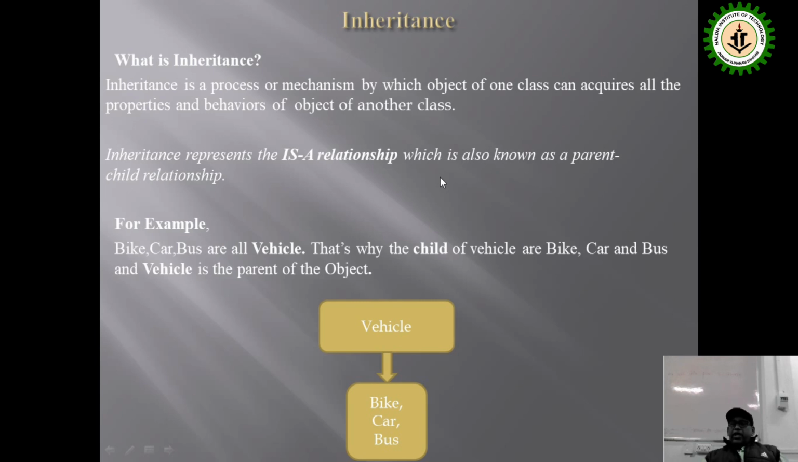That means inheritance represents the IS-A relationship, which is also known as the parent-child relationship. For example, bike, car, bus are all vehicles. That's why the children of vehicles are bike, car, bus, and vehicle is the parent class.